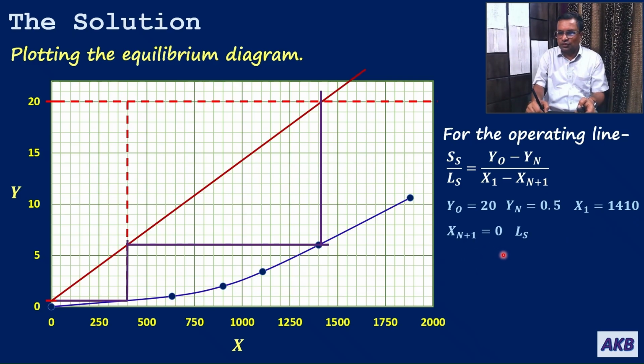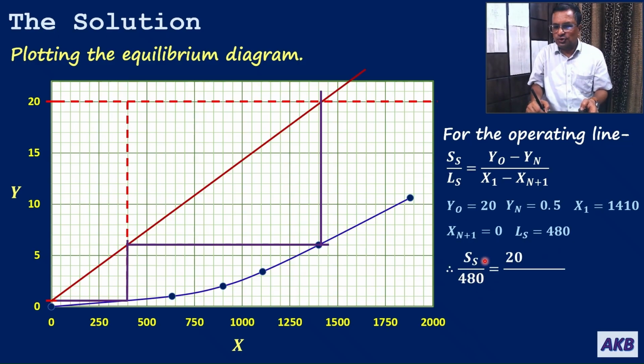XN plus 1 is 0. The reason is we are using fresh adsorbent. LS is 480. We had obtained it earlier. Now you just have to use these values.